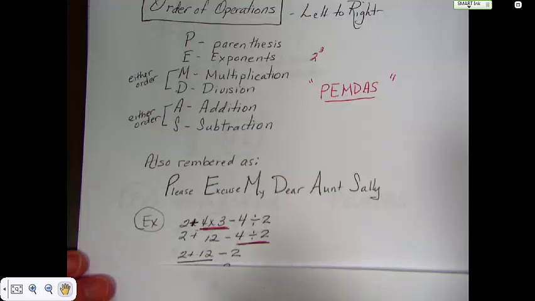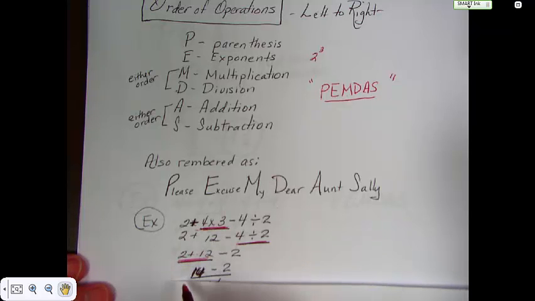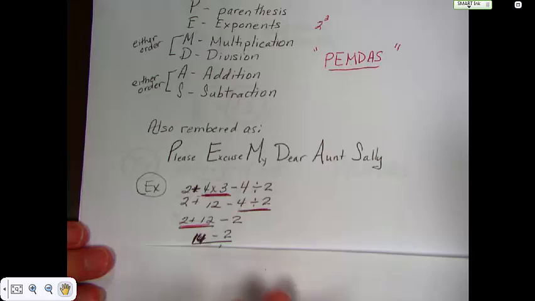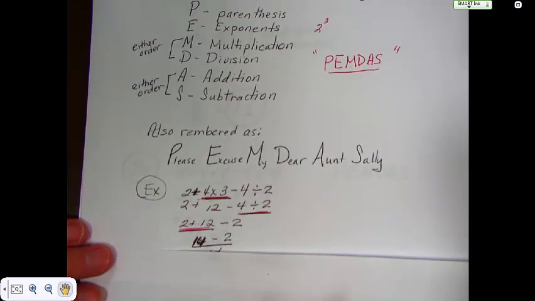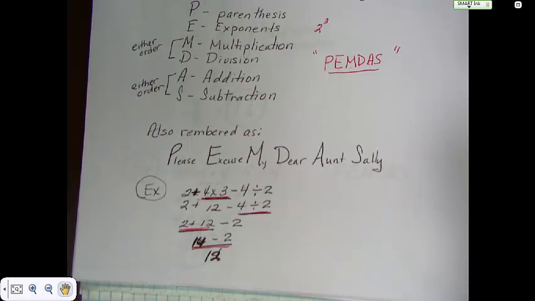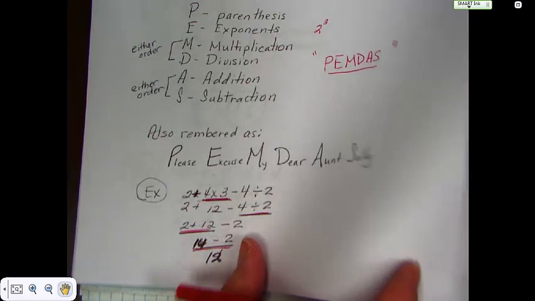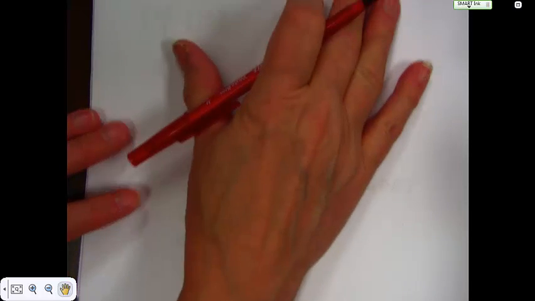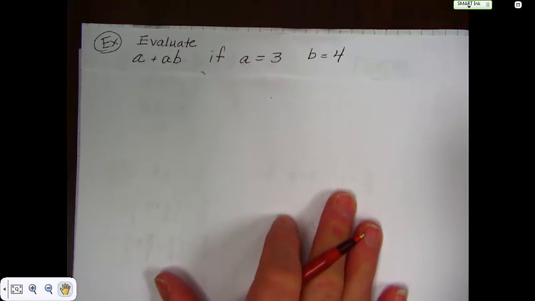Now, left to right, I'll do addition first because it is the first thing I encounter. 2 plus 12 is 14, and then I have 14, and of course this is the last step, so 14 minus 2 is 12. Okay, and that is your last step. You don't have to underline them as you're going through. It just seems to me like I do a lot better job of keeping track of where I've gone and what I've done. If I go back to check it, it's way easier to go back and check it if I've underlined and I know what I did for steps.